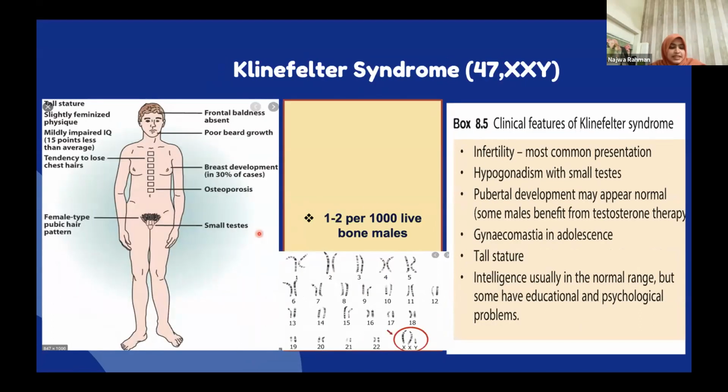Okay, the next one is Klinefelter syndrome. For Klinefelter syndrome, the incidence is 1 to 2 per 1,000 live born males. The clinical features of Klinefelter syndrome are as follows.